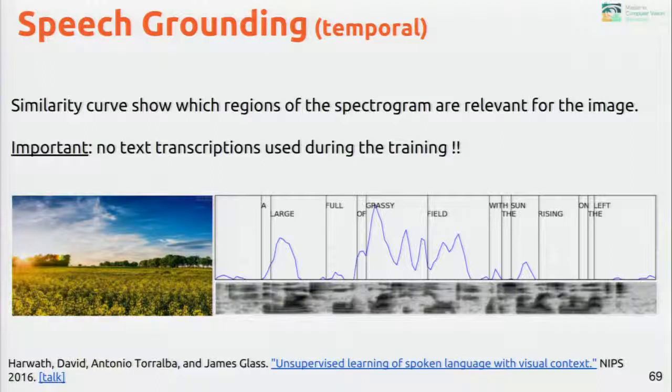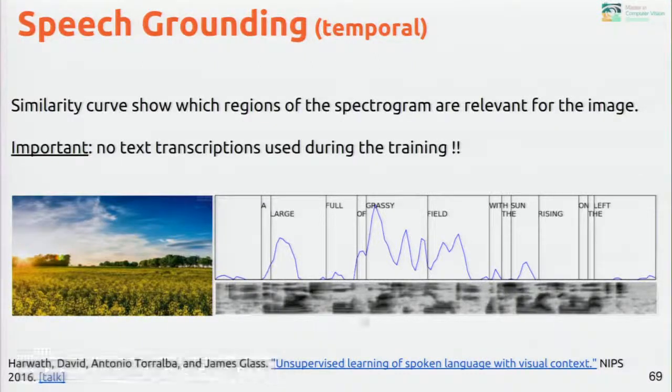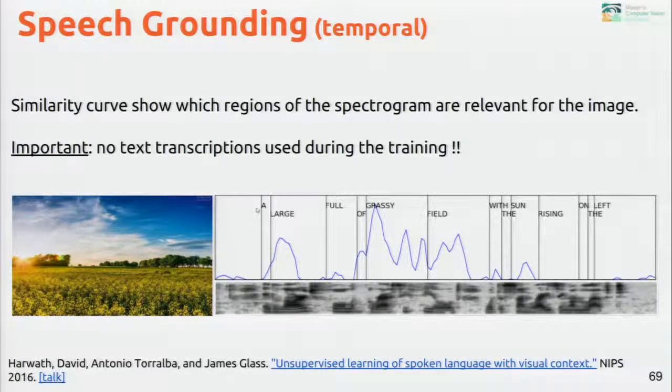Then what did they observe? Imagine you have this image, and here this would be the speech, the audio signal, the spectrogram, and here you have written the word that was pronounced. From here to here, this part, it was pronouncing the word field. Do you understand the figure?